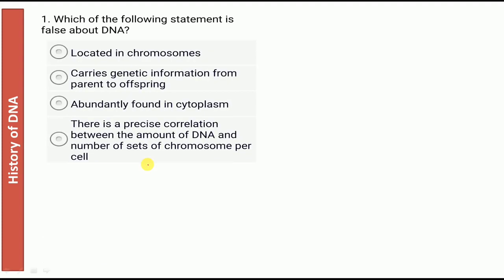So first question: which of the following statements is false about DNA? You have to select the false statement about DNA. You have four choices. First of all, read the choices clearly. Is it located in chromosomes? Carries genetic information from parent to offspring? Abundantly found in cytoplasm? There is a precise correlation between the amount of DNA and number of sets of chromosomes per cell. So the false statement is: it's abundantly found in cytoplasm.